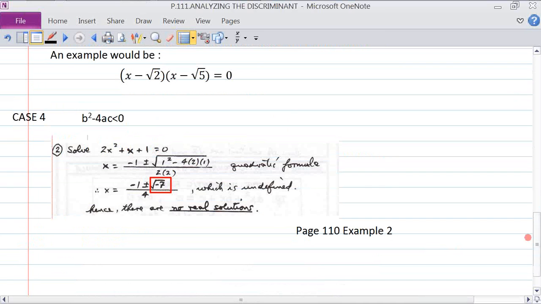So the last case is a case we discussed previously, where b squared minus 4ac, the discriminant, is less than 0, or negative. This was a case that we did, page 110, example 2. Here's the problem. And when you work it out with the quadratic formula, you can see b squared minus 4ac comes out to a negative number. And so there are no real solutions for this case.